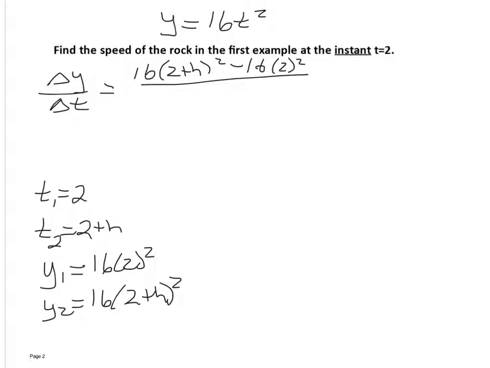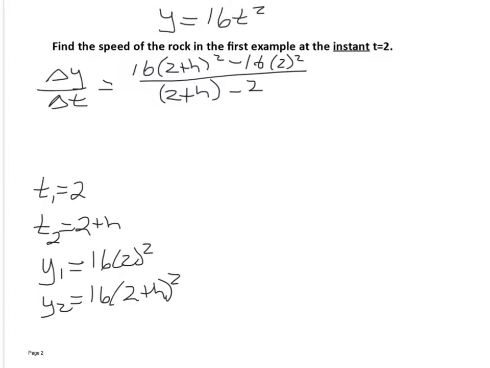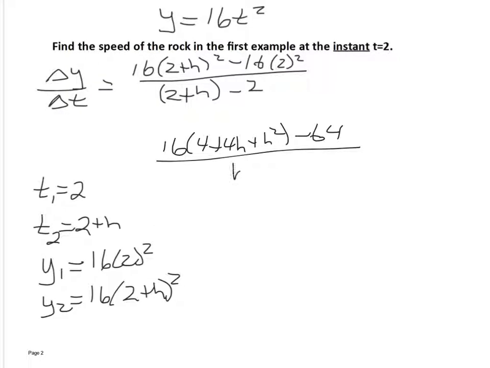Now we have to do the change in time. So we're going from 2 seconds to 2 plus h seconds. So we're going to subtract those. All right, so let's do some algebra. Let's see. When we FOIL that top guy out, we should get 16 times (4 plus 4h plus h squared) minus 64 all over. Now on the bottom, I have 2 plus h minus 2, so that's just h.